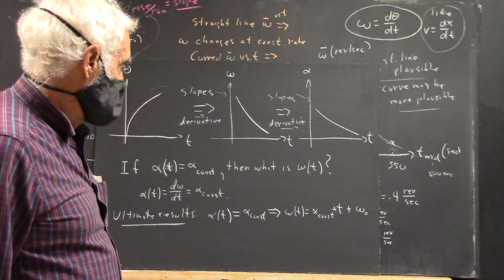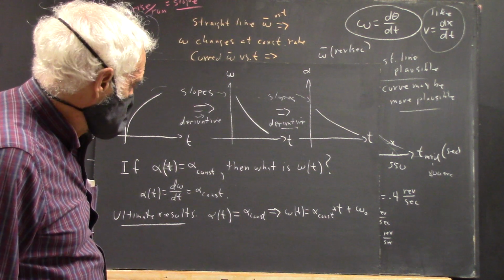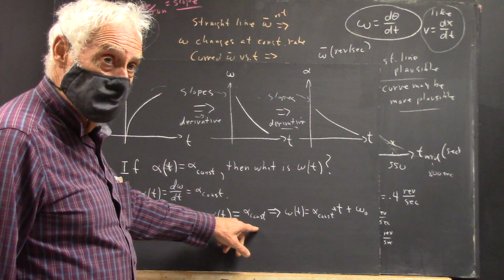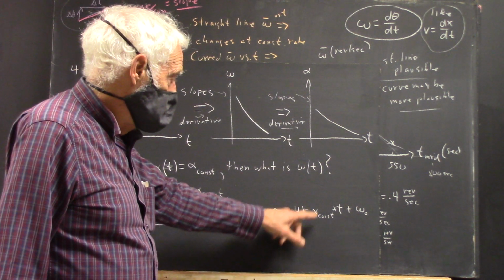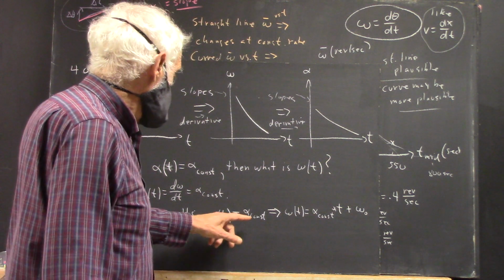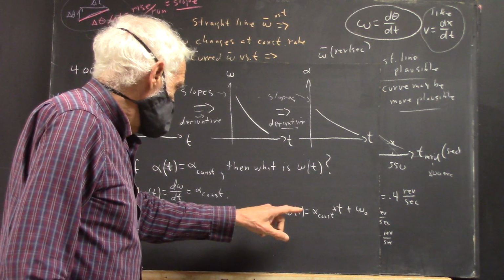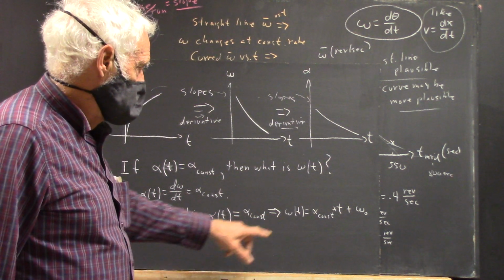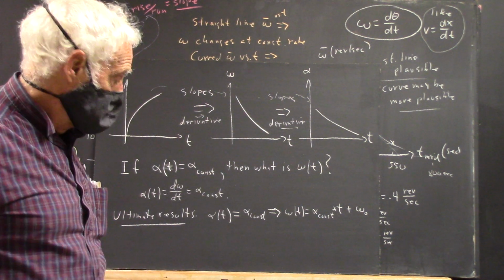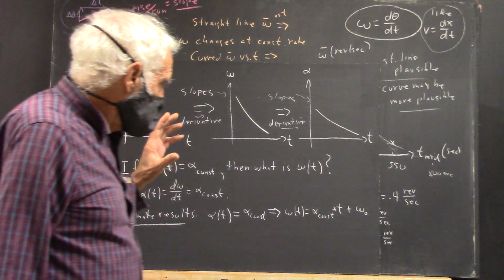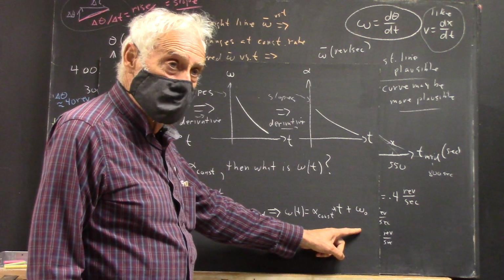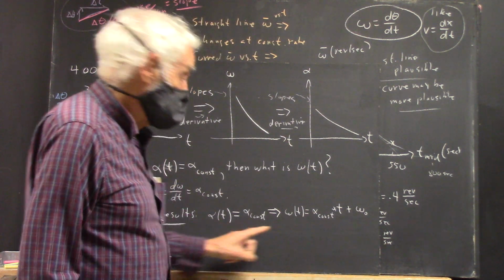But if you do know about the derivatives, you can understand that if alpha of t equals alpha constant, then omega of t has to equal alpha constant times t plus an integration constant, because to get this omega from this alpha, you're going to reverse the derivative. You're going to do an integration. And at the simplest level, though, I'll just assert this and say, if you take the derivative of this, you get this.